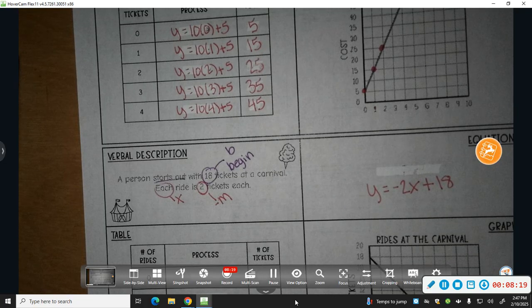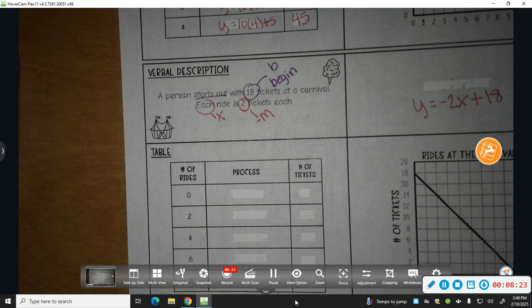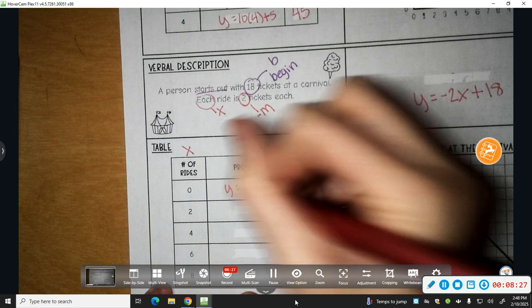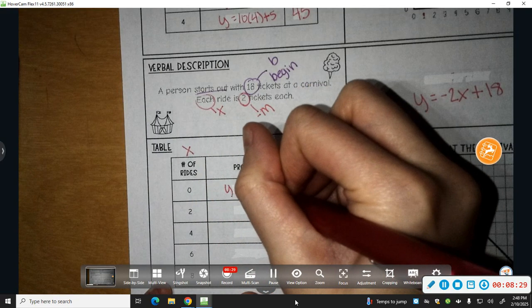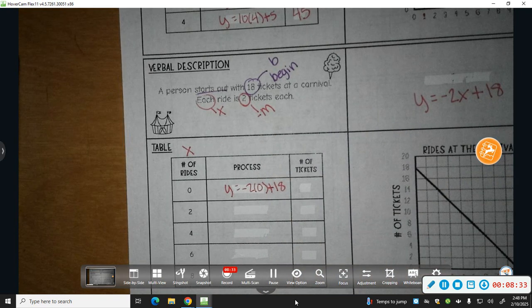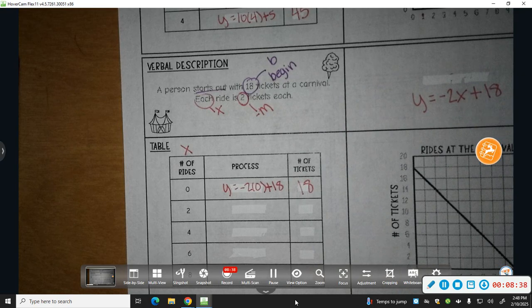Now that I have an equation, I can fill out my table. So coming down to our table, 0 tickets, I can plug in for x. So I have y equals negative 2 times 0 plus 18. Anything times 0 is just 0, so I just have the plus 18. I didn't ride any rides, so I didn't lose any tickets. I still have the ones I started with.